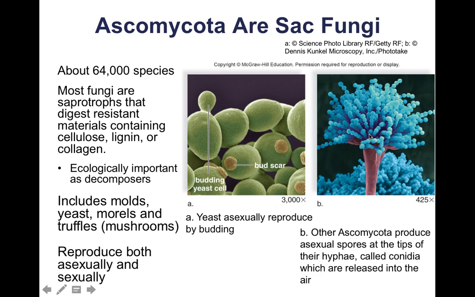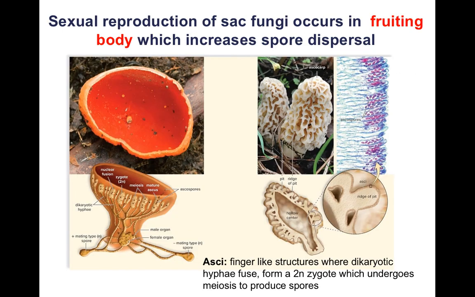Another way that the majority of Ascomycota reproduce asexually is through asexual spores. So here's a structure on a mold, and it forms at the tips of the hyphae here. It'll form these structures called conidia, and these conidia will have spores on them that will be released into the air. So that's two ways that Ascomycota can reproduce asexually. They also can reproduce sexually.